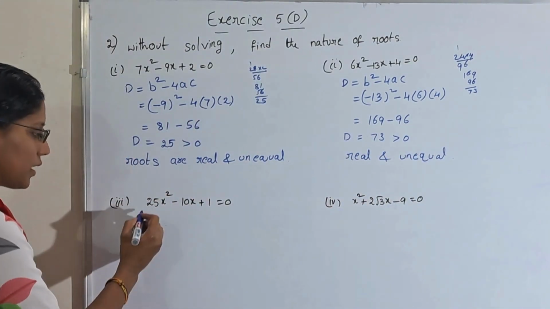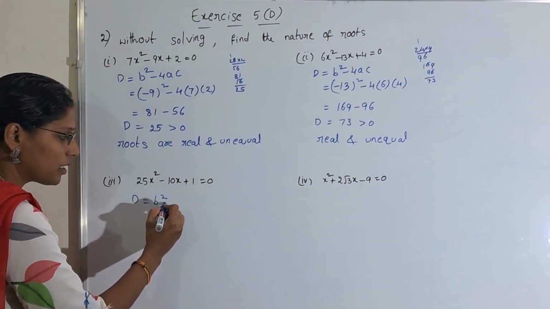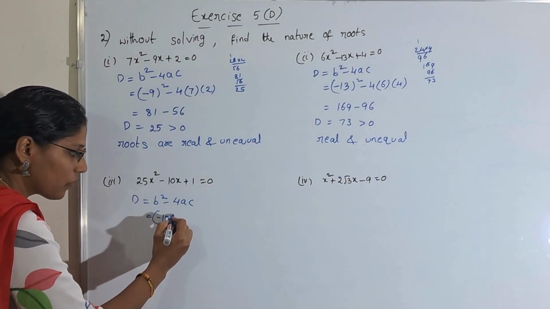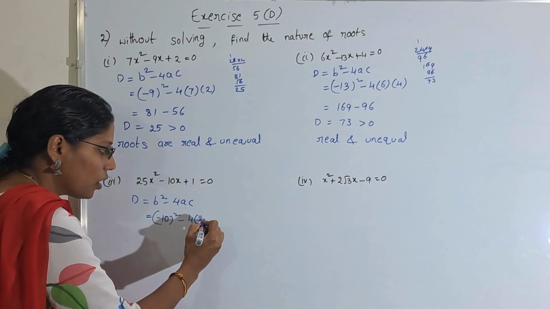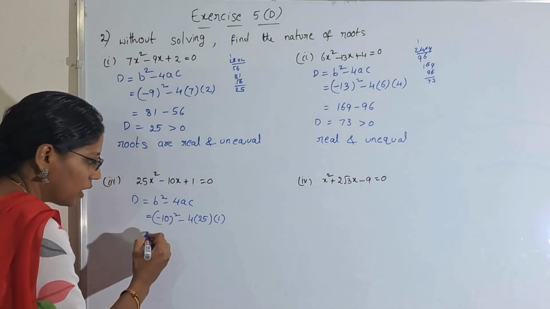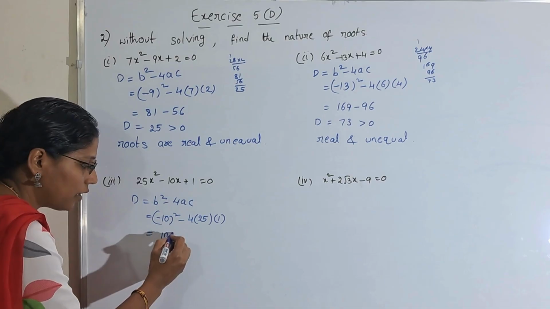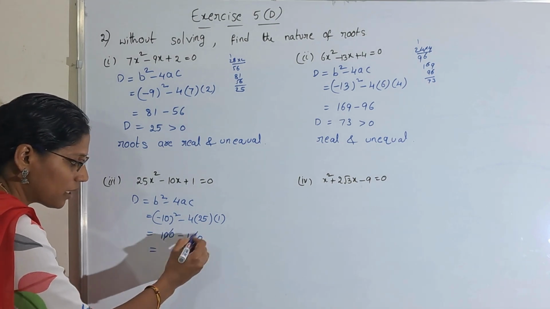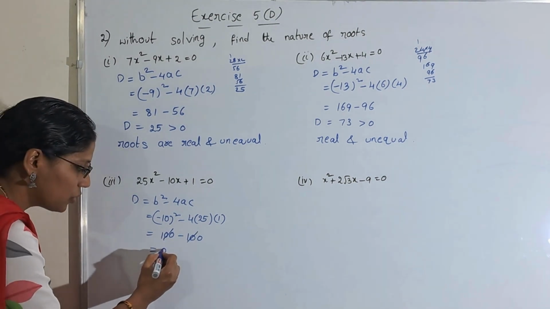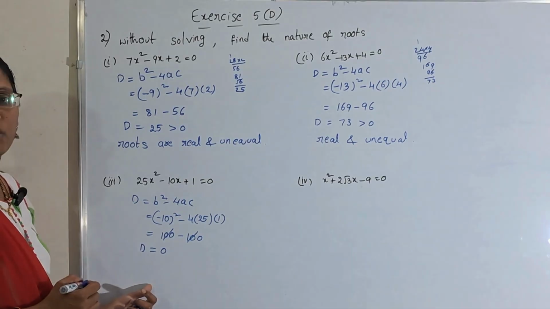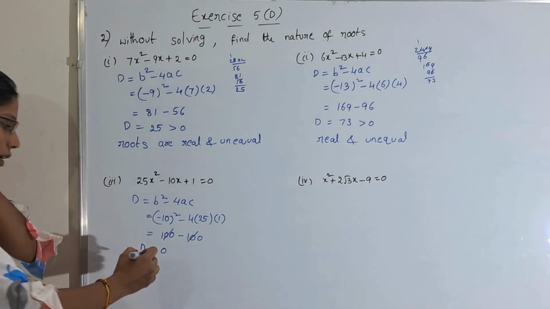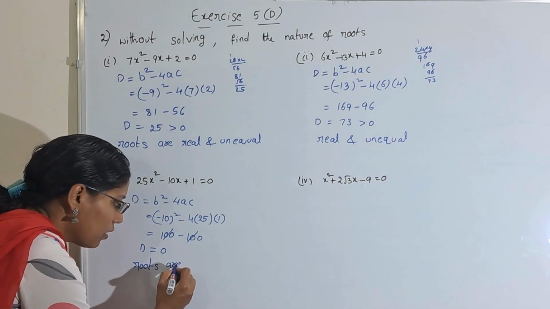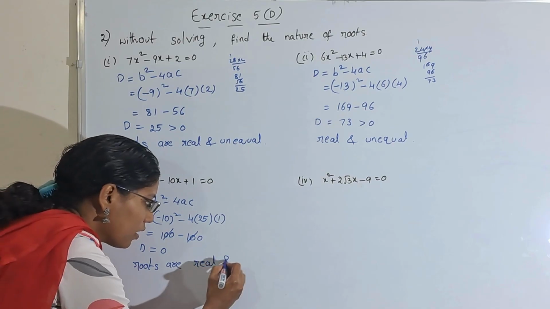Unequal roots. Next, D is equal to b square minus 4ac. Here minus 10 whole square minus 4 into 25 into 1. Here 10 10s are 100 minus 25 4s are 100. Here plus 100 minus 100 cancel, 0. D is equal to 0. Discriminant 0 means equal and real roots. Roots are real and equal.